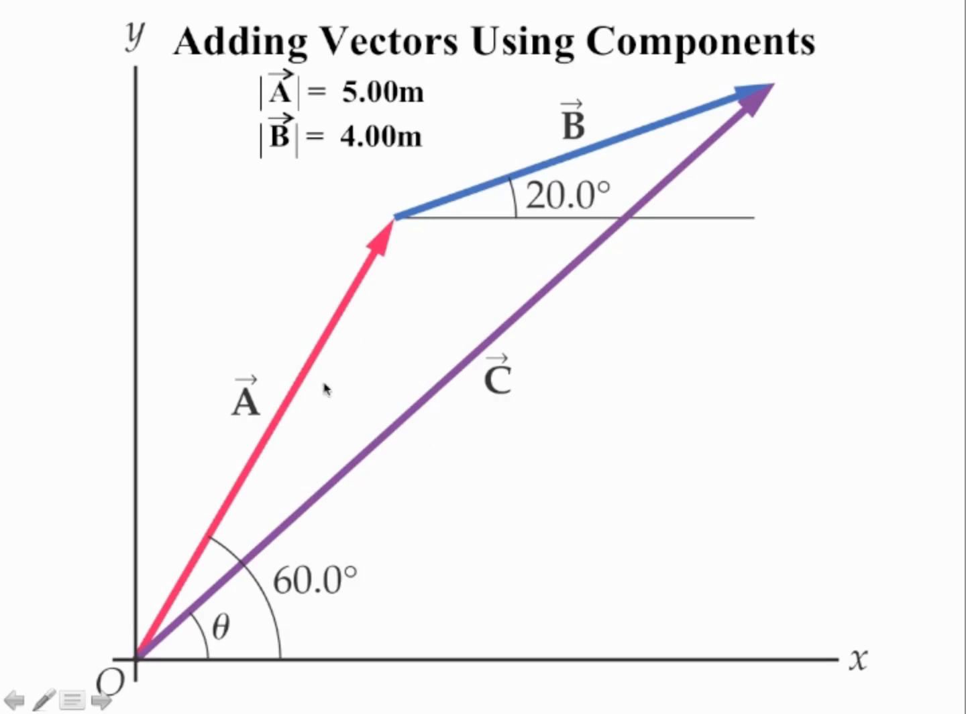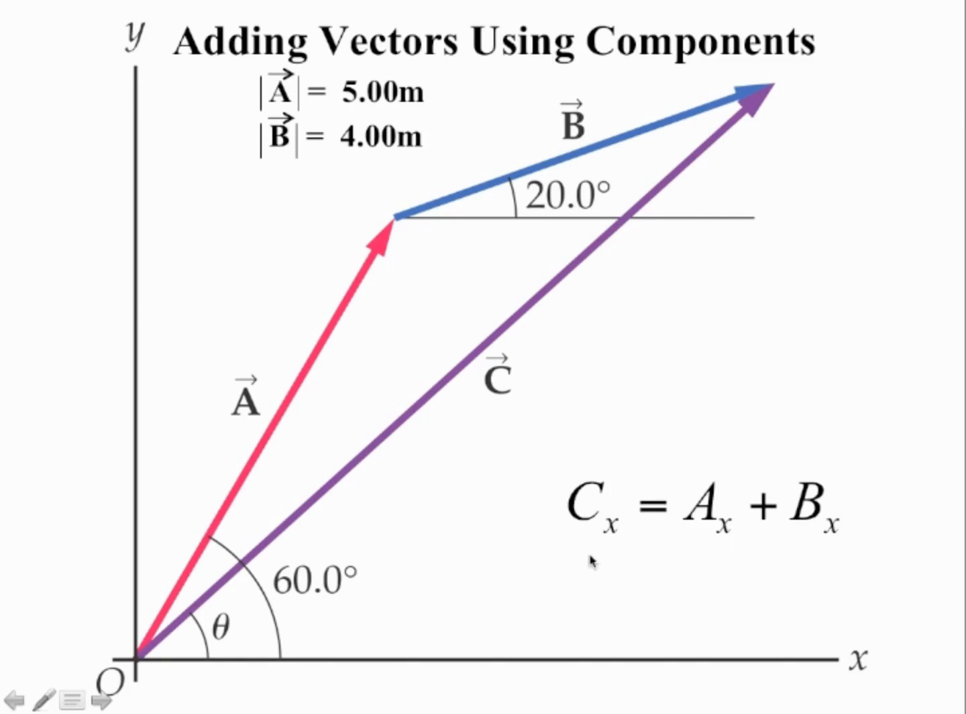When you add vector A and vector B together, you get the resultant, vector C. Now, the problem is that even if you know the magnitude of vector A is 5 meters, and the magnitude of vector B is 4 meters, and even though you know their directions, it's really not so intuitive to figure out from that the magnitude and direction of the resultant. And so that's where the component method becomes very handy.